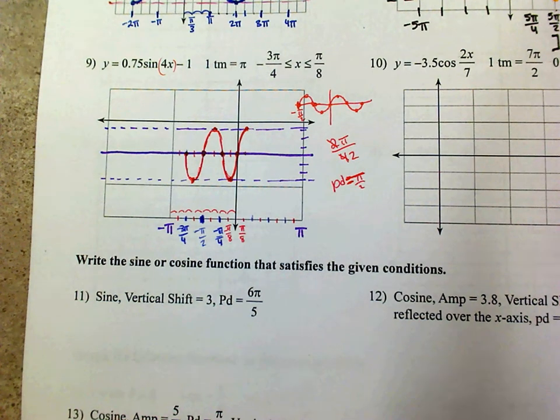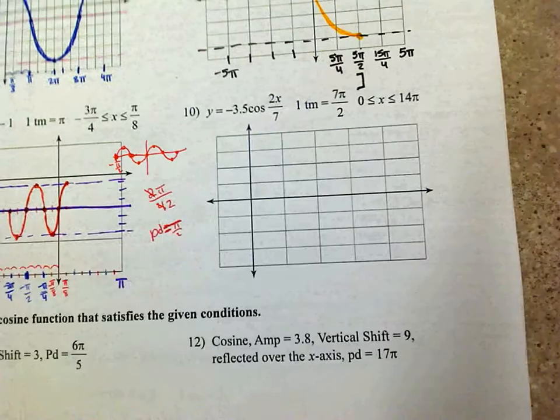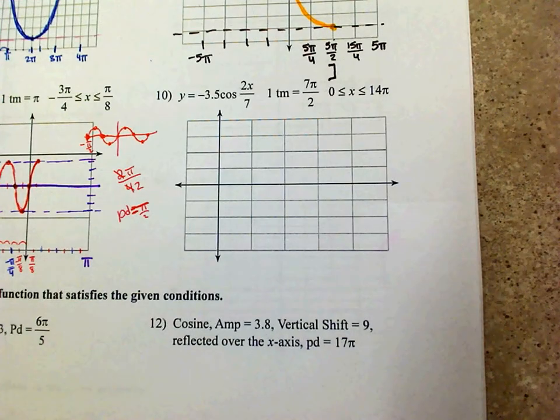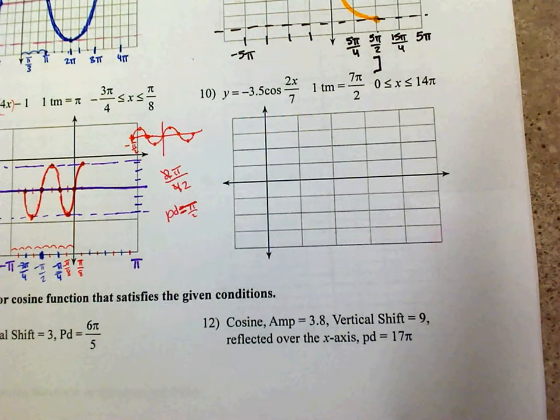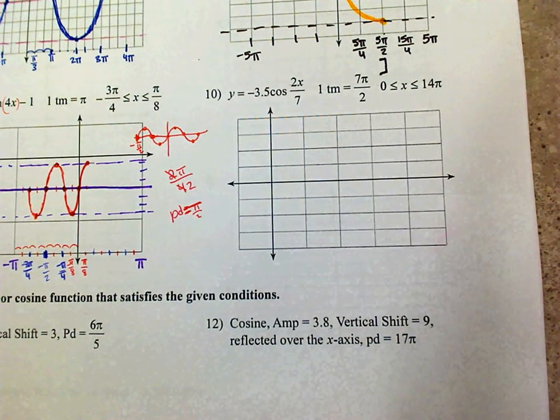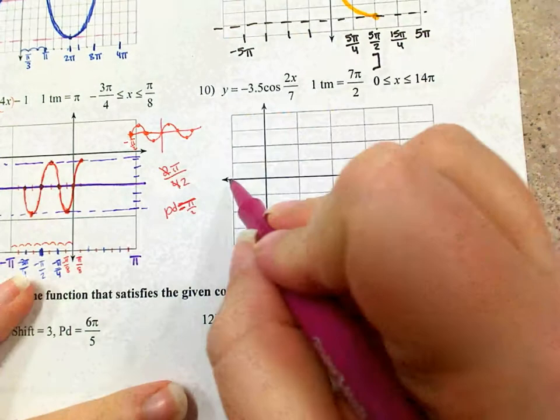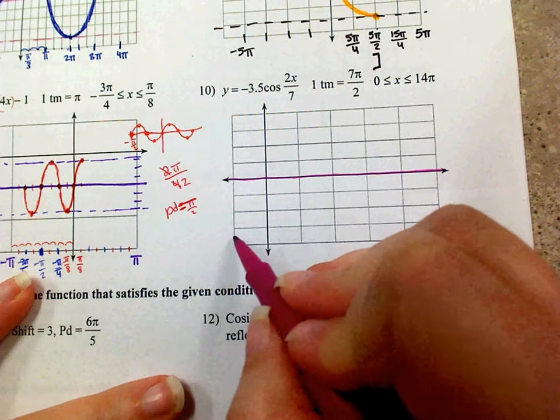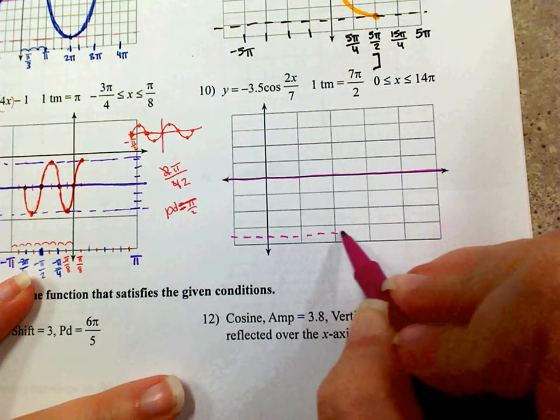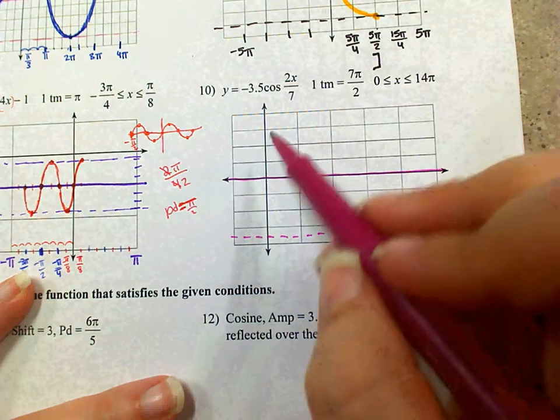On number 10, there is no vertical shift, and the amplitude is 3.5, so I'm going to go my midline, 1, 2, 3.5, and 1, 2, 3.5. Okay.